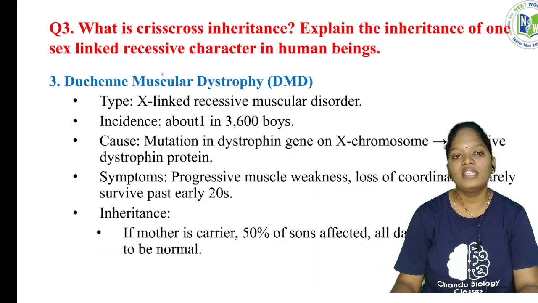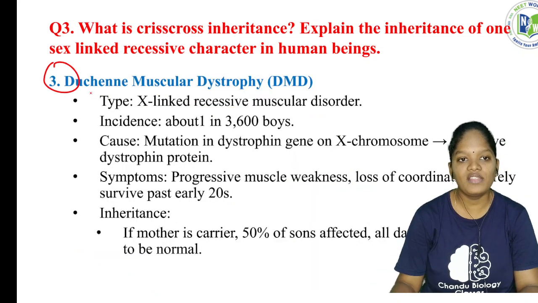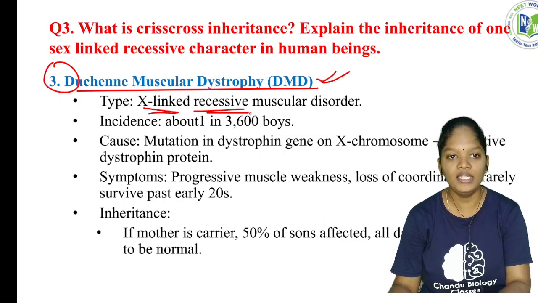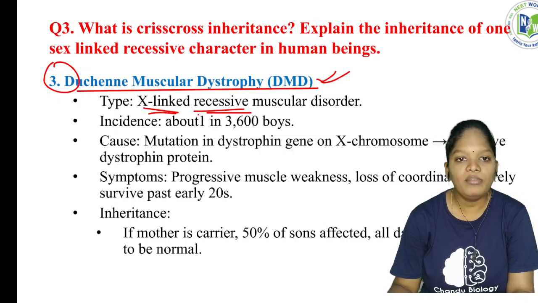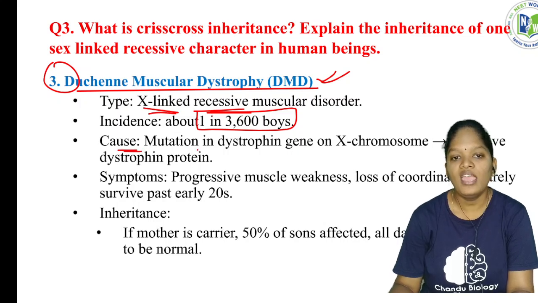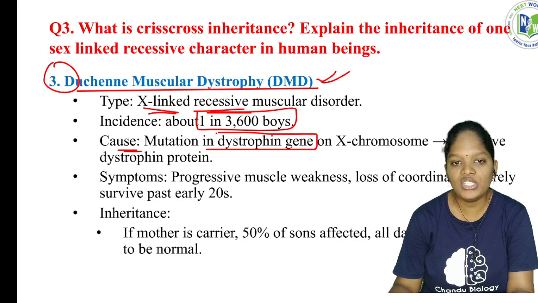Now the third sex-linked recessive disorder is Duchenne muscular dystrophy. Again it is an X-linked recessive muscular disorder. It occurs in 1 in 3,600 boys, so this is an important point. What are the causes? Mutation in the dystrophin gene, and the dystrophin gene is present on the X chromosome.